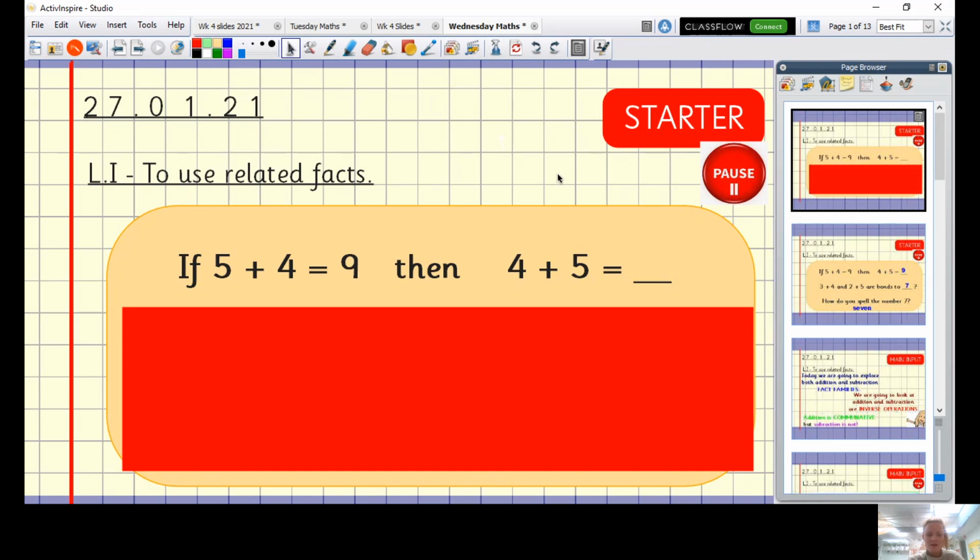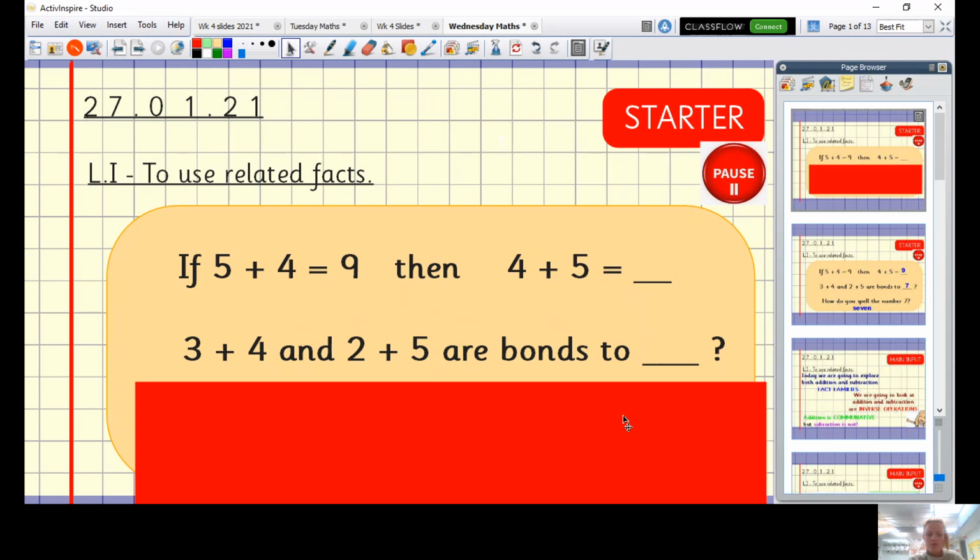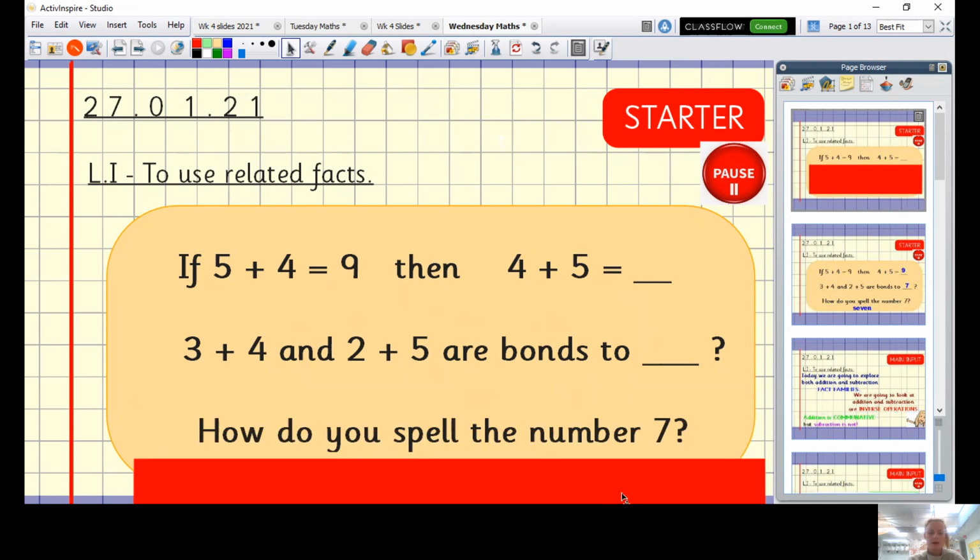So if 5 plus 4 equals 9, then 4 plus 5 equals... Okay, 3 plus 4 and 2 plus 5 are bonds to... and how do you spell the number 7? Okay, press pause and have a go.